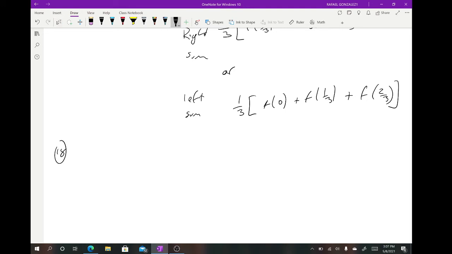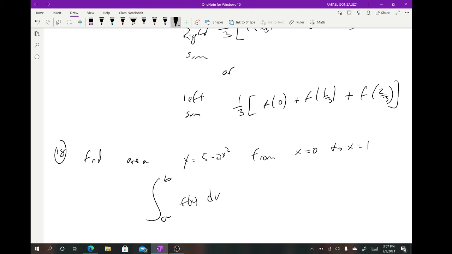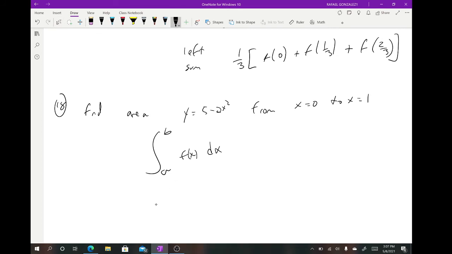So the last 3 problems now. Question number 18, we have to find the area under the curve of y equals 5 minus 2x squared from x equals 0 to x equals 1. And this is just a definite integral. Just remember the definite integral, by the fundamental theorem of calculus, will give us the area under the curve. So this is equal to the integral from 0 to 1 of the function f of x, which in our case is 5 minus 2x squared dx.